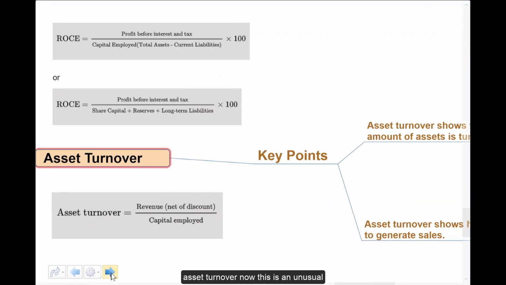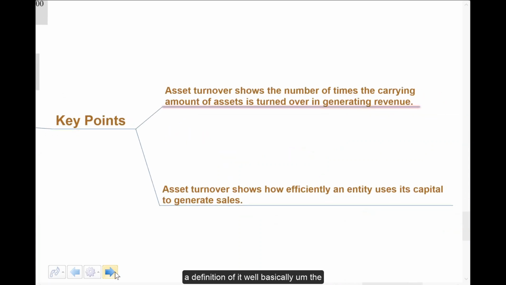Asset turnover. Now this is an unusual one because it sort of links the profit and loss account with the balance sheet, doesn't it? Because it basically says, well, revenue divided by capital employed. So what do we think in terms of a definition of it? Well, basically, the number of times the carrying amount of assets is turned into generating revenue. So in essence, as we saw, it's very much efficiency in one sense, although it's not under the efficiency banner.